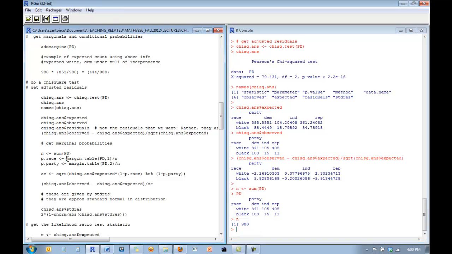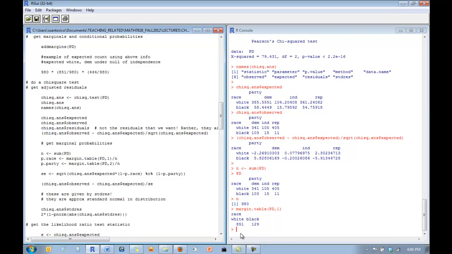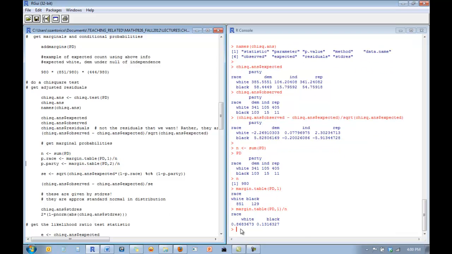And the reason I wanted to do that is I'm going to show you just a piece of this code. Okay, so I'm highlighting this margin table part. So if I execute that, and let's see, so when I execute run line selection, what that's giving me is my marginal for my row. So it summed over for the white voters, it summed over for the black voters. And then at the end, you see I've got this divided by N. So if I execute this whole thing, it's giving me the proportion of white and the proportion of black voters. Right? So take the marginal table for the row, divide by your sample size. That's going to give you your pi hat i plus.